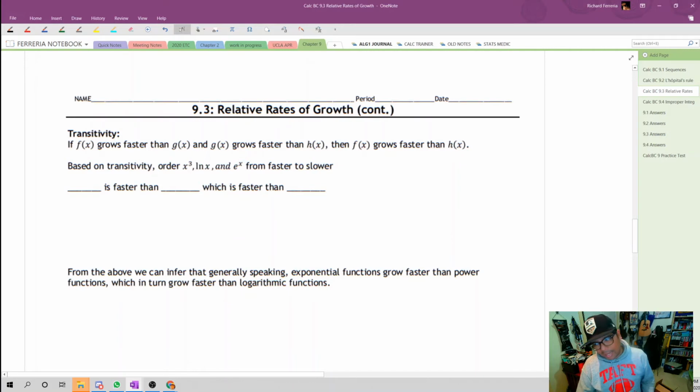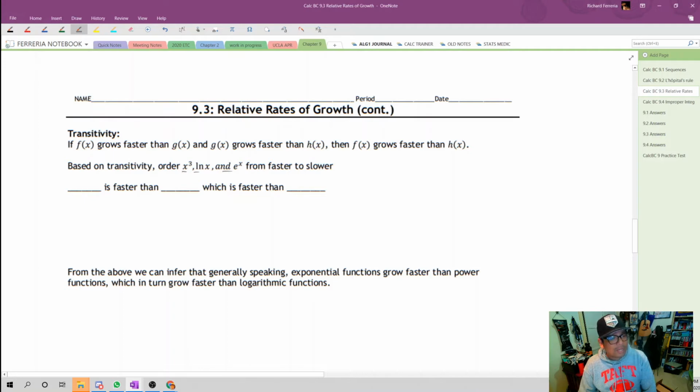Transitivity. And this should make sense: if f grows faster than g and g grows faster than h, that means f is going to grow faster than h. Transitivity. So based on transitivity, we can order these 3 functions together. If I remember this correctly, x cubed grew faster than natural log of x, and e to the x was faster than x cubed.